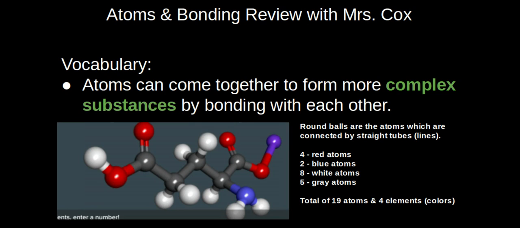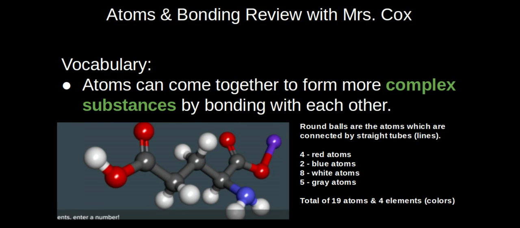Atoms can come together to form complex substances by bonding with each other. So when you look at this picture, it's definitely not a simple molecule because it's got more than just a couple of atoms. So the round balls are the atoms which are connected by straight tubes. Those straight tubes are the bonds, okay?